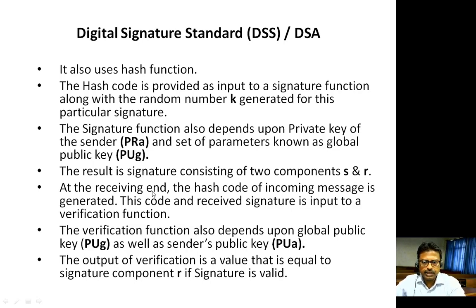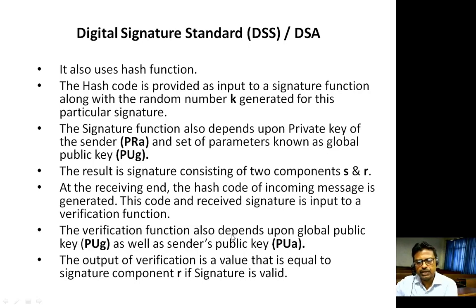What happens at the receiving end? First of all, the receiver tries to find the hash code of the incoming message with the same algorithm as on the sender side. This code, and whatever signature it has received, become the input to the verification function. So we have a signing function in the signature function on the sender side, and we have a verification function on the receiver side.